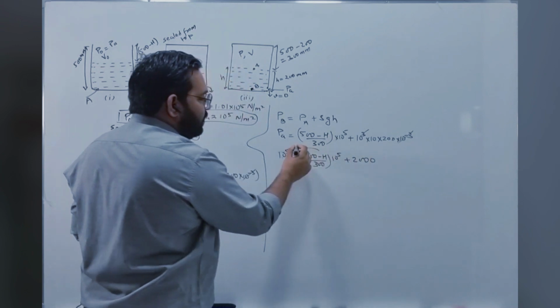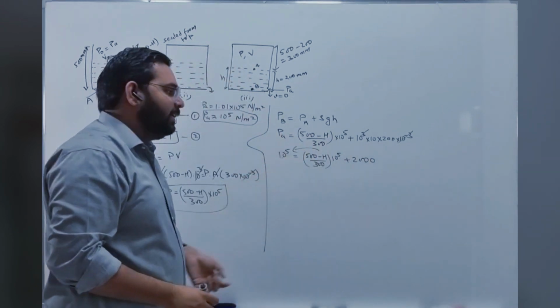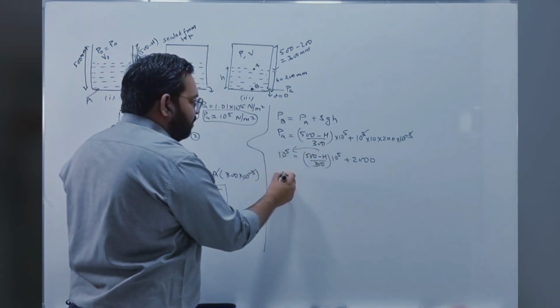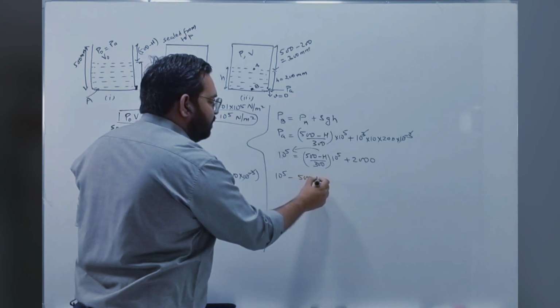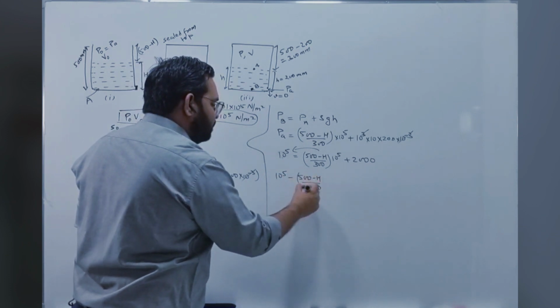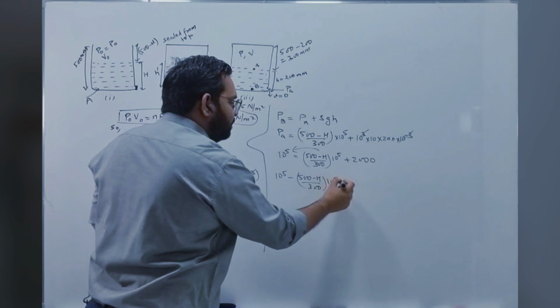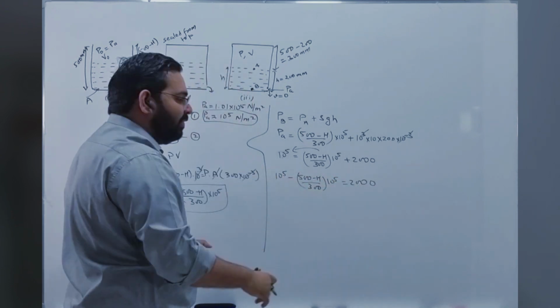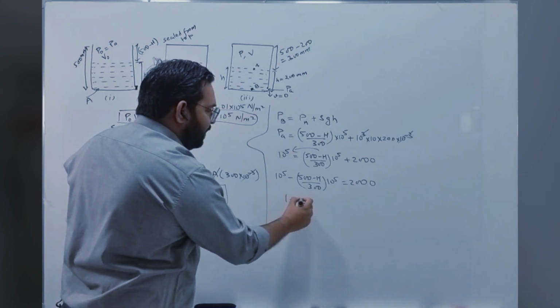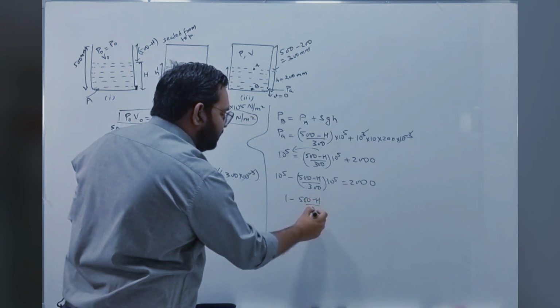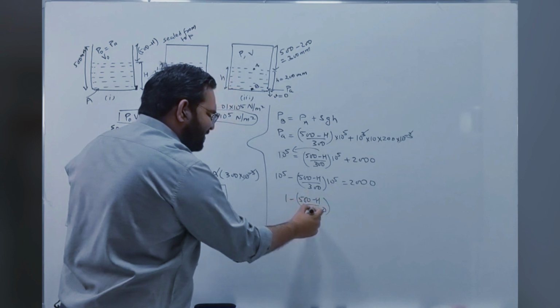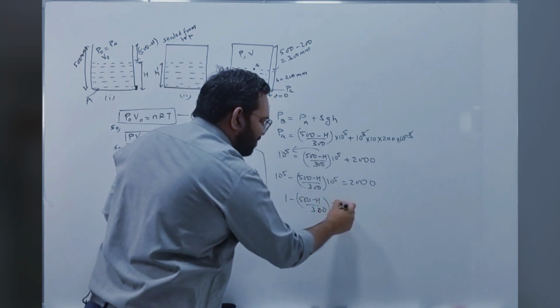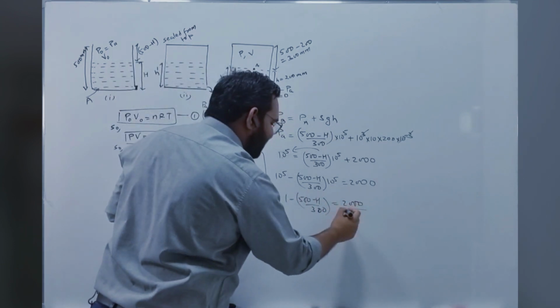What we can do is shift this value over here. So we'll have 10 to the power 5 minus 500 minus H by 300 into 10 to the power 5 is equals to 2000. We can take 10 to the power 5 common, divide. What are you going to get? 1 minus 500 minus H by 300. I hope now just calculations are remaining. I hope you can also do very quickly with me as well.